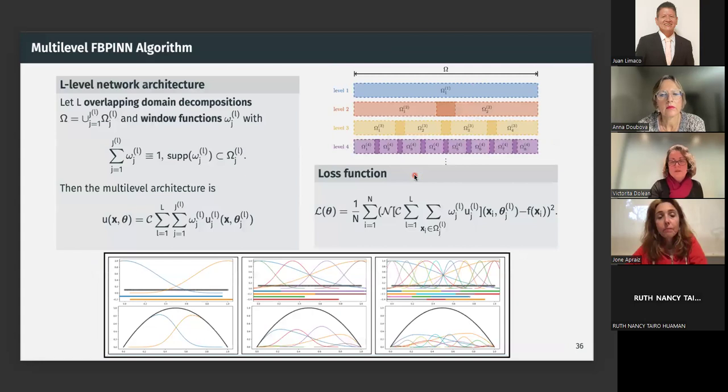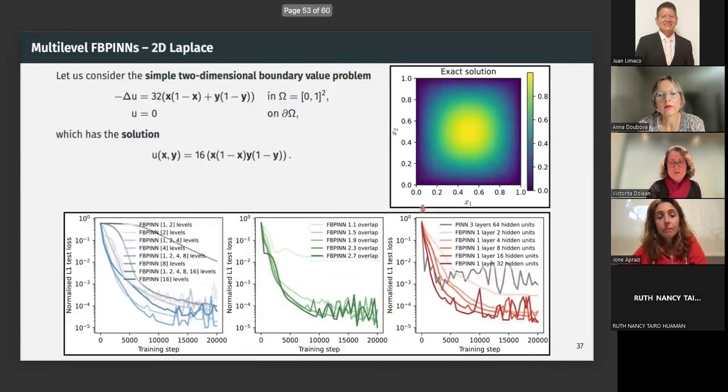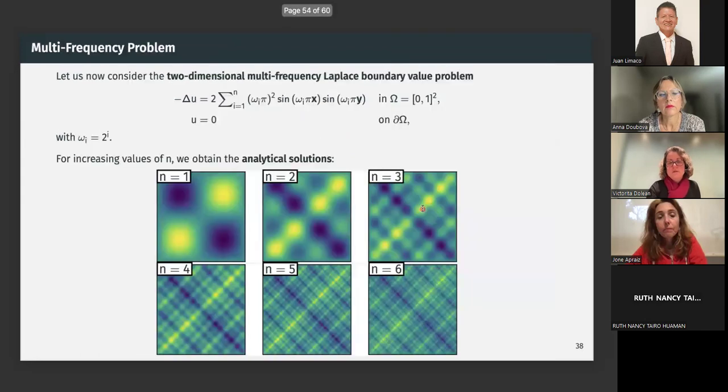Now we can also do multi-level, so we can have a multi-level architecture. For example, we have a level one domain, then 2 domains, 4, and so on, right? So you can do this multi-level training. And again, by multi-level training, you can also reconstruct solutions like this. For example, you have something that has a lot of different frequencies, a lot of features. And if you add enough levels, you can capture all the features in this solution.